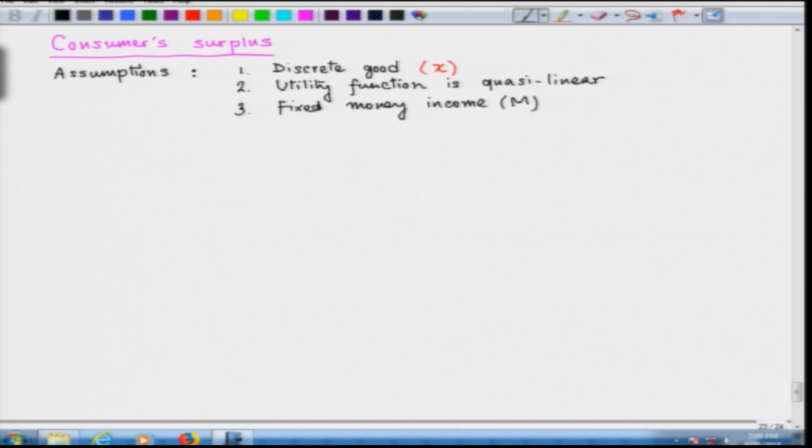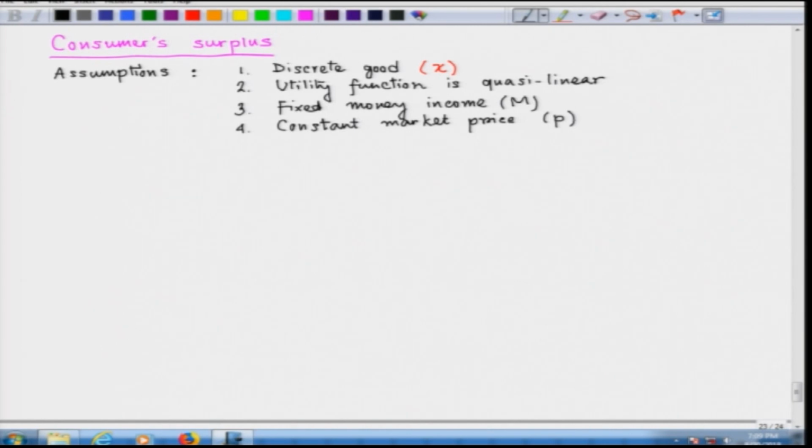and the consumer faces a constant market price P. This is the per unit price for discrete good x.